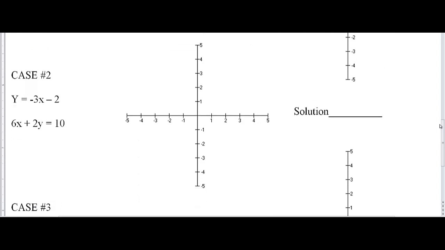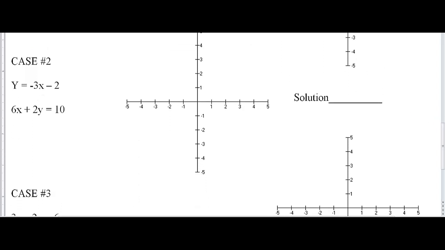Okay, case number 2. What's great about case number 2 is that the first equation is already in slope-intercept form. So I'm not even going to do the intercept method. I'm just going to go to my graph and plot the points. I'm going to have this be the blue line. Let me start where it starts, which is at negative 2. From there it's going to go down 3 over 1, because slope is given by rise over run. So negative 3 over 1, so down 3 over 1.